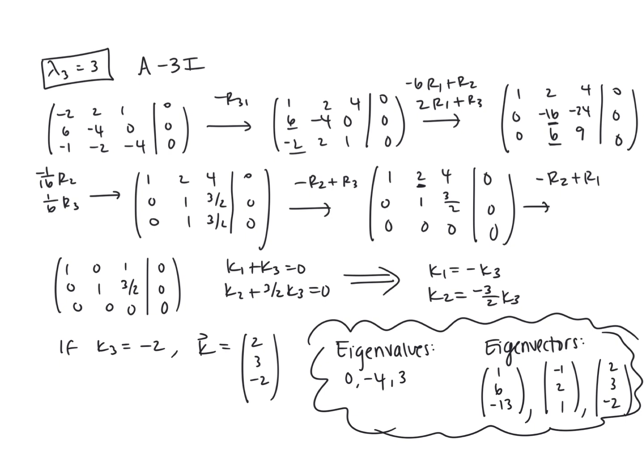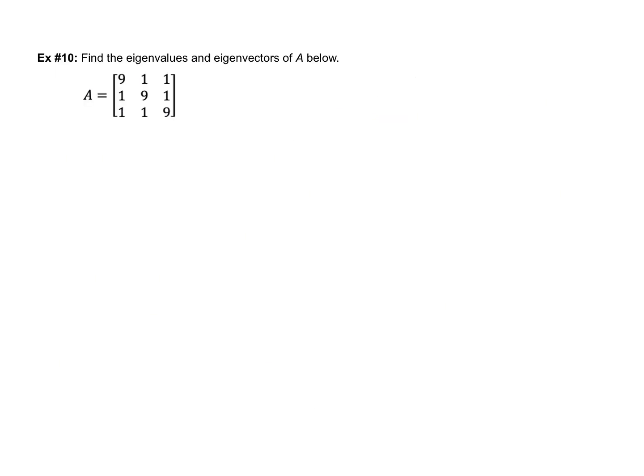And so we have one more example that you're going to try. So here is our last example. We are finding the eigenvalues and eigenvectors of A below. So please pause this. Set up your determinant, set it equal to zero, and see if you can find those eigenvalues. When you're ready, come back and then see if you can do the eigenvectors. I'm confident, give it a try yourself.